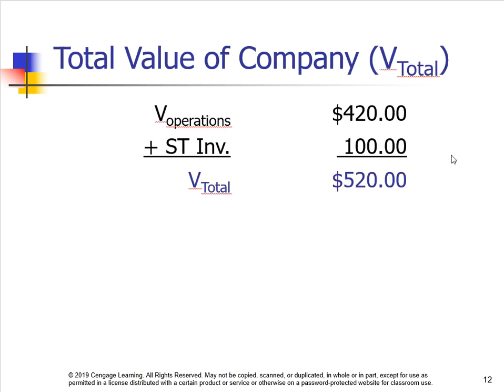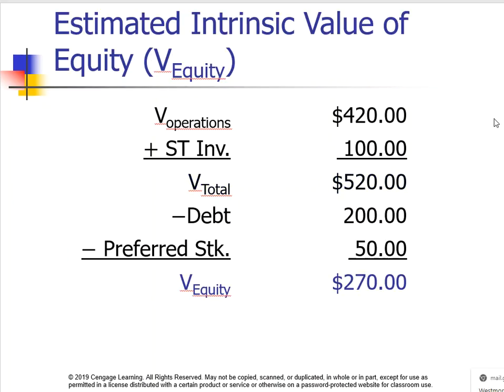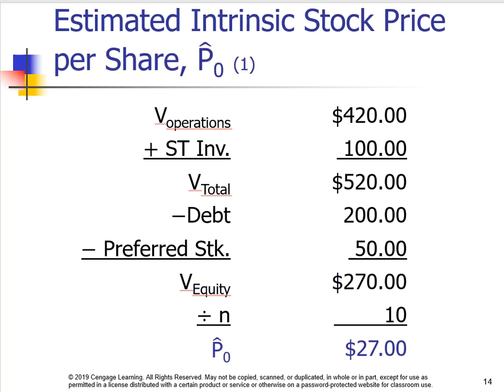So the total value of the company then is that 420 plus the $100 million in short-term investments that they have. So this is what the whole company is worth, 520 million. Okay, from that we're going to subtract the debt and the preferred stock. So the value of the equity is 270 million. And if there are 10 million shares outstanding, then the stock price is $27.